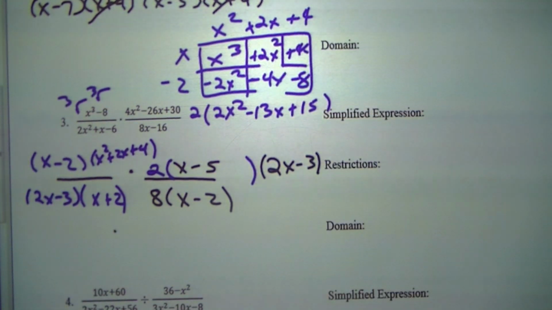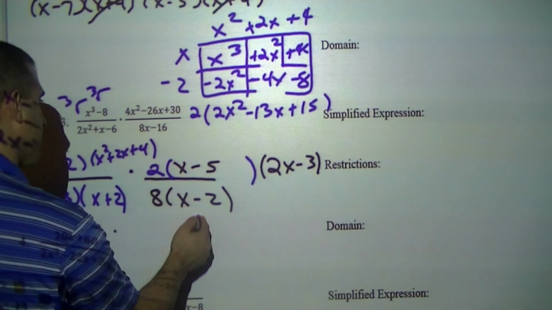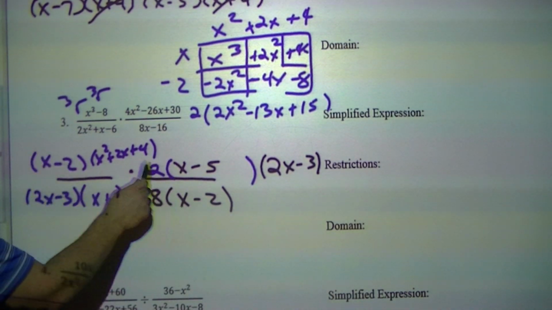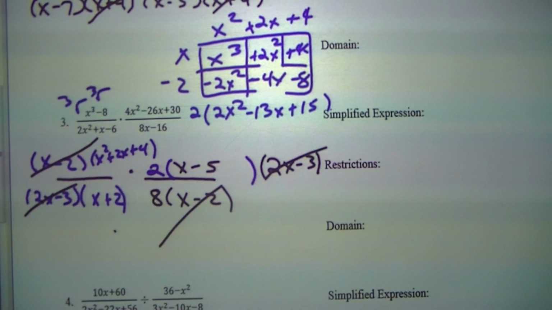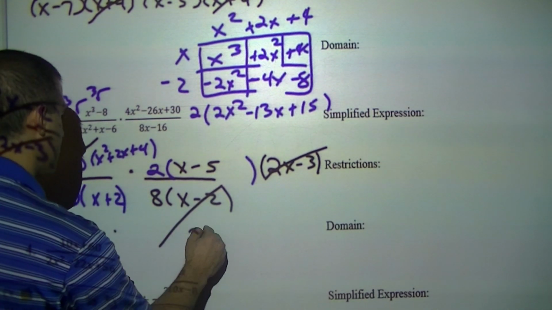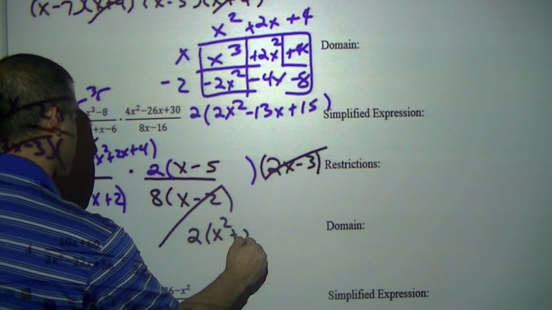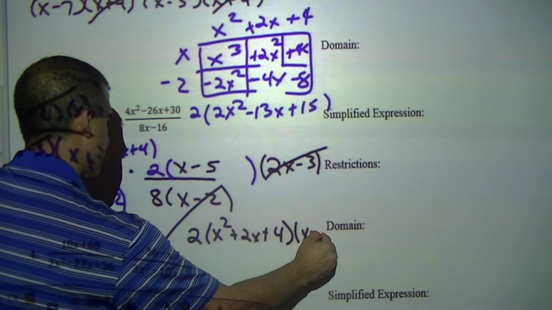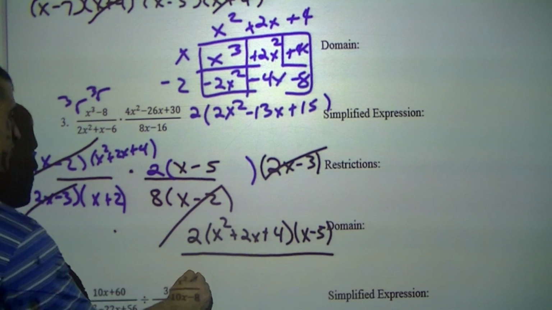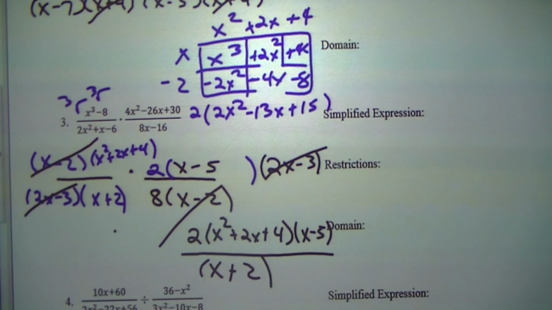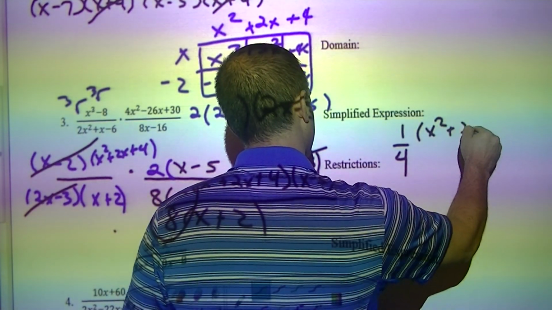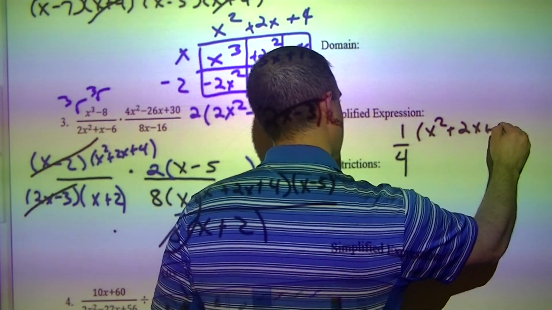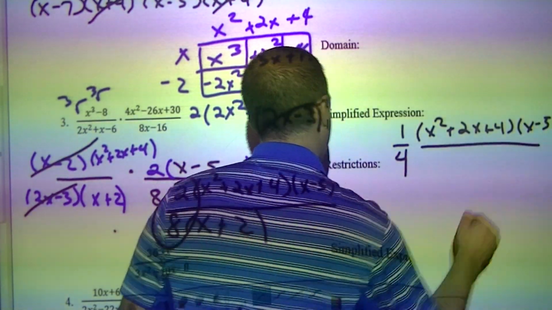All right? So now I'm ready to eliminate. Can't cross off anything vertically. Diagonally, this and this can go. Okay? So what I'm left with is 2, all of this stuff, x squared plus 2x plus 4 times x minus 5, all divided by x plus 2. Now, and 8. I got to divide the 2 and the 8. So that gives me 1/4. I'm going to have all that up top, x squared plus 2x plus 4 times x minus 5. And on the bottom, I'm going to have x plus 2.